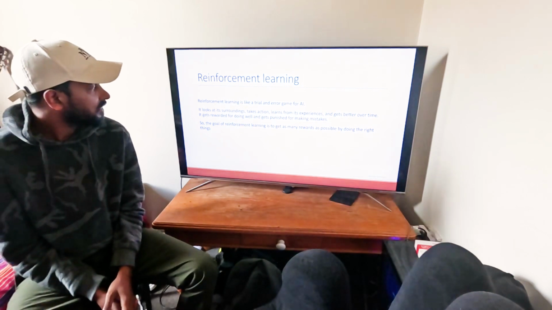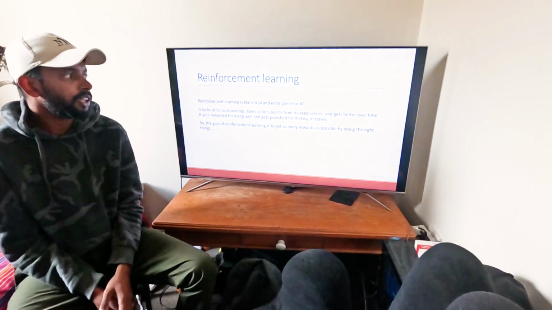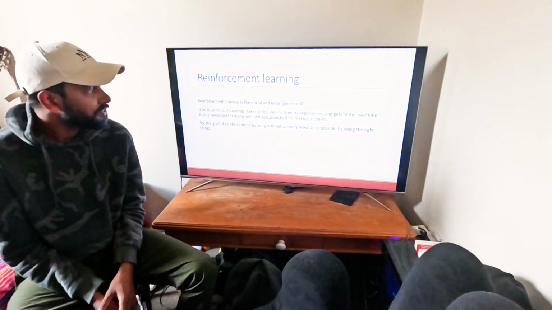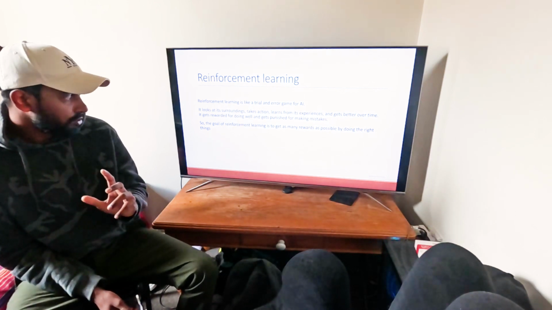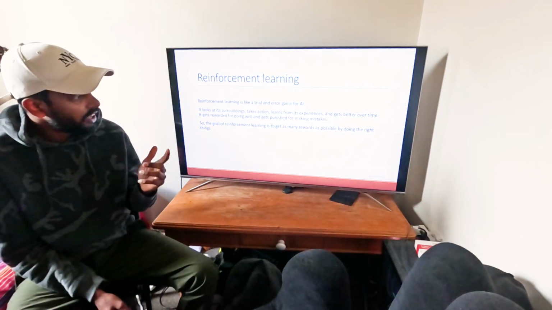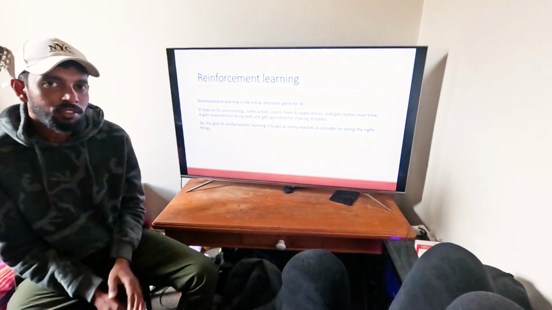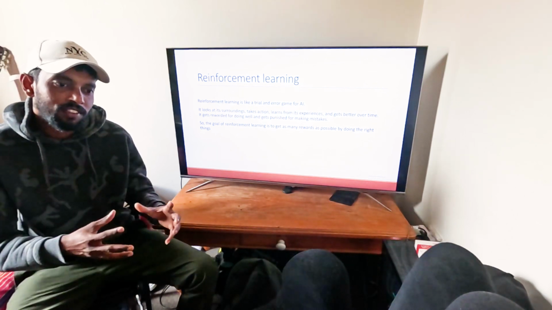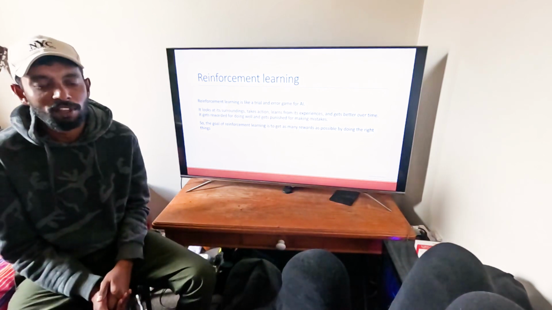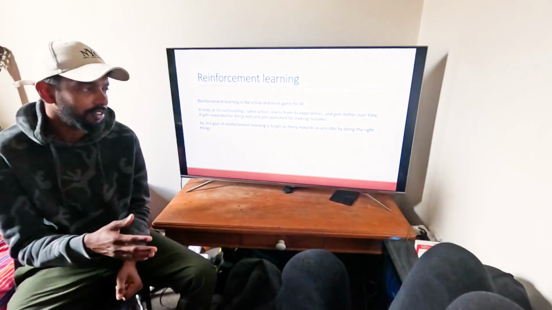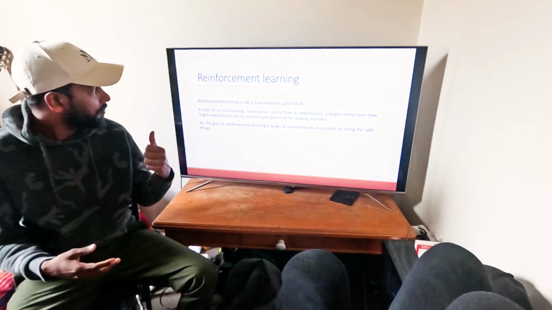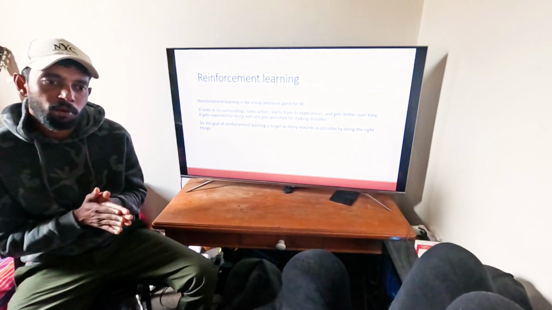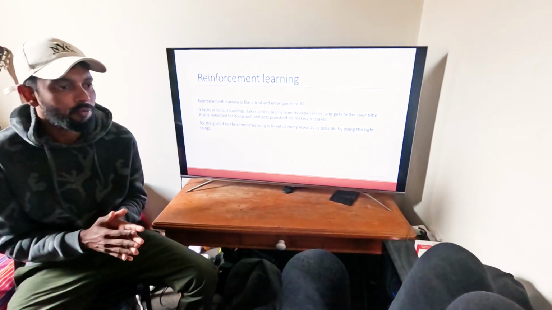It looks at its surroundings, takes action, learns from its experience, and gets better over time. It's rewarded for doing well and punished for making mistakes. So the goal of reinforcement learning is to get as many rewards as possible by doing the right things. Actually, reinforcement learning is really related to human behavior. We need to learn by making mistakes, but the reinforcement learning method proceeds to not make the mistakes at all.